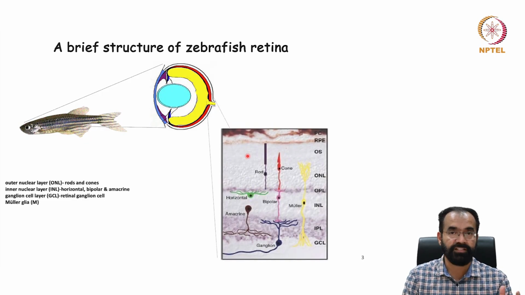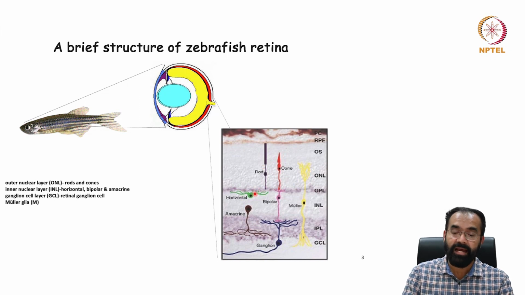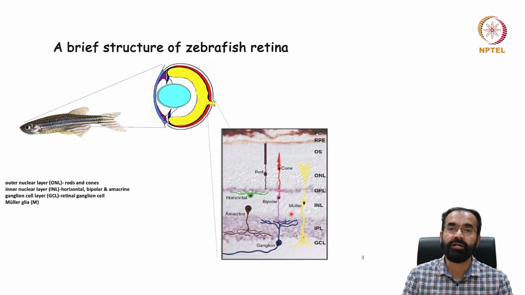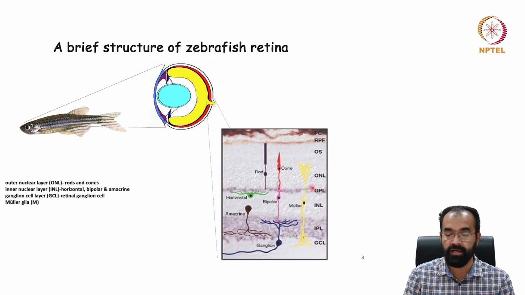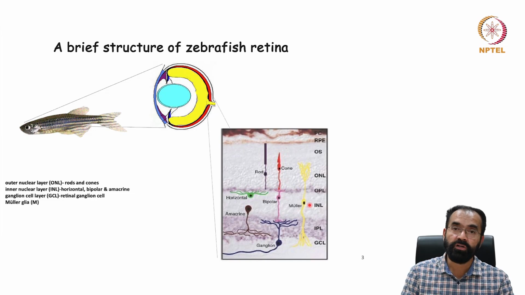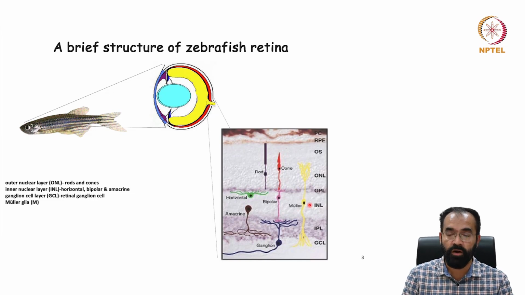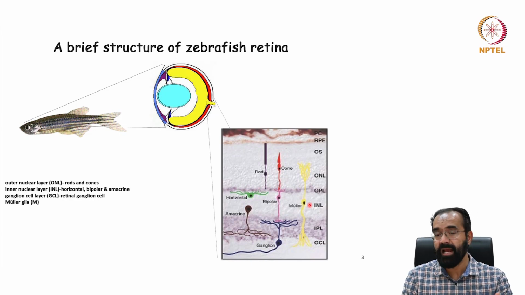Rods and cones, which are the photoreceptors, and horizontal, amacrine and bipolar cells, and also the ganglion cells, whereas the predominant glial cell type of the retina is called Muller glia, as you can see here, yellow in color. Broadly, the layers are classified into the outer nuclear layer, where photoreceptors are, the inner nuclear layer, where various neurons and the glia are, and then comes the ganglion cell layer, where the ganglion cells reside.